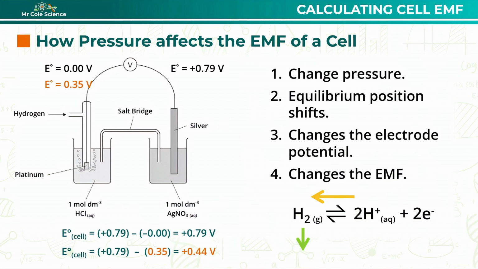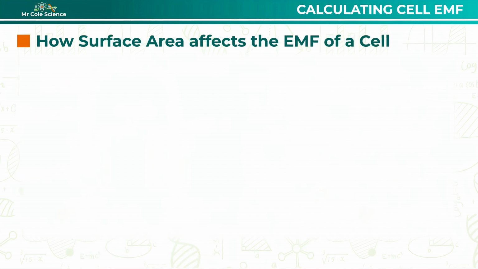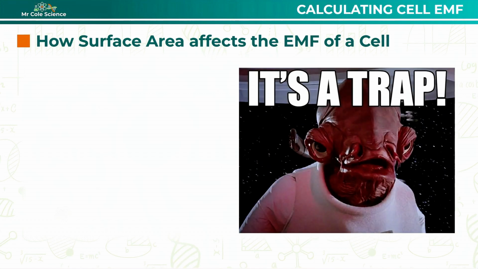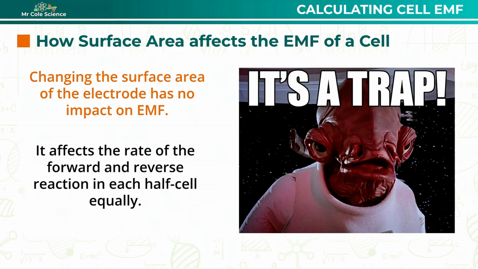Okay, so we've covered concentration and pressure. That just leaves the third variable that you could be asked about, which is how changing the surface area of the electrode affects the EMF of the cell. And this one's a trap, because it doesn't. Changing the surface area of the electrode would affect the rate of both the forward and reverse reaction equally within the half cell. So the equilibrium may end up being reached faster or more slowly, but the position of the equilibrium itself wouldn't change. Make sure to keep an eye out for questions asking about this in the exam, because it does catch some students out.